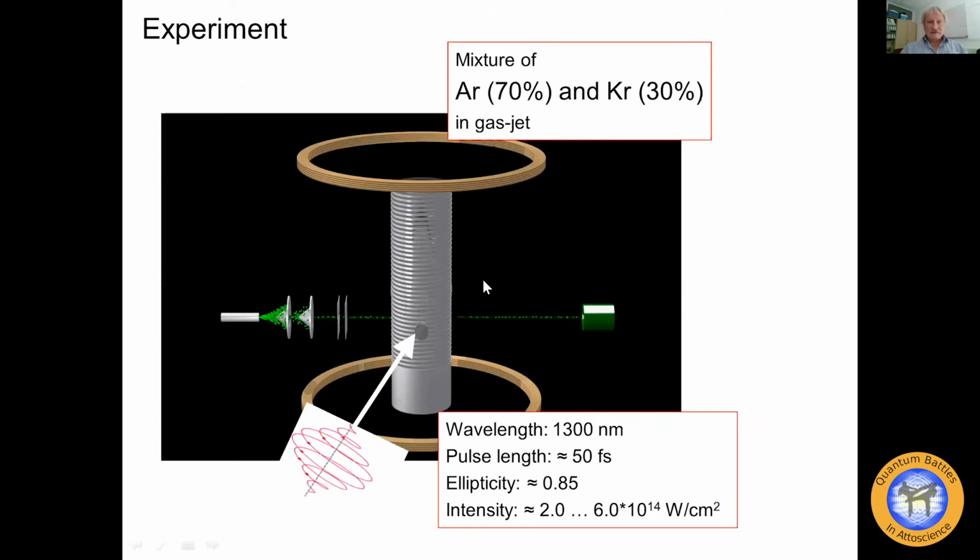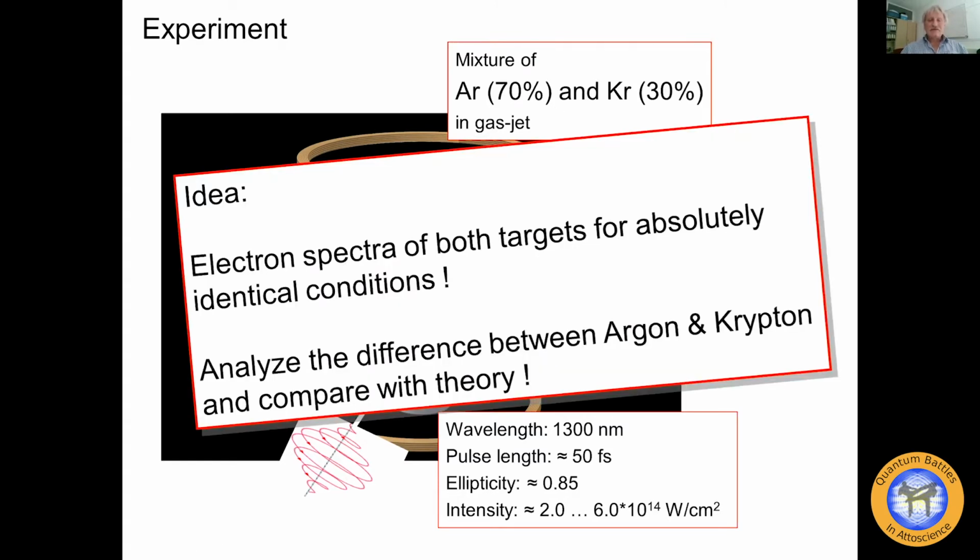And we measure this in our lab by using a cold target recoil ion momentum spectroscopy reaction microscope. So we send in a laser with circularly polarized light, long wavelengths in order to avoid some of the problems of non-adiabaticity, long wavelengths and intensities in the range of 10 to the 14, as low as possible. And we use in the experiment, and this is the trick now, a mixture of argon and krypton, two different gases. And we measure them simultaneously. So we get electron spectra for both targets in absolutely identical conditions measured at the same time. And we analyze now from this experiment just the differences between these two spectra, between argon and krypton, for different intensities of our laser.